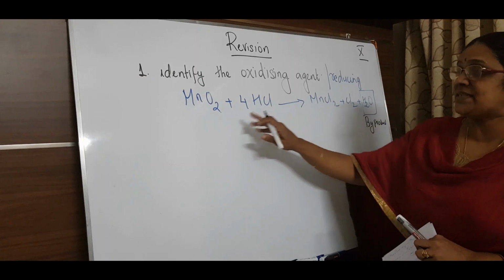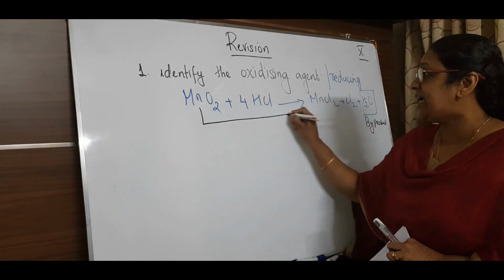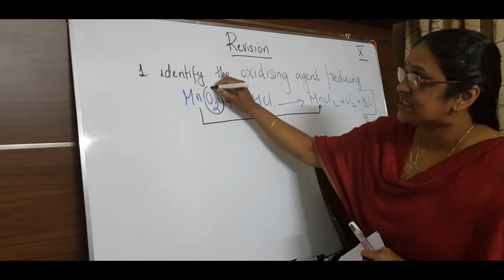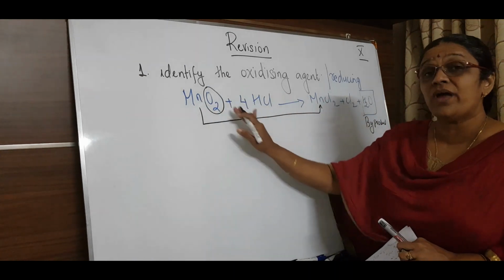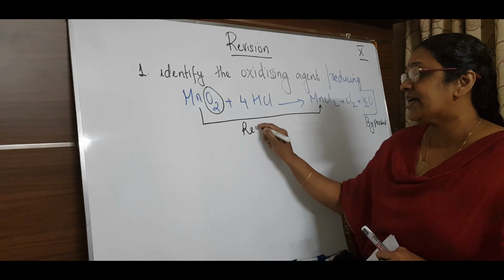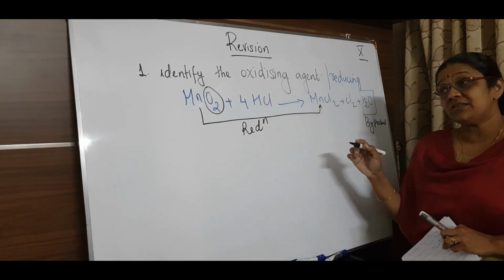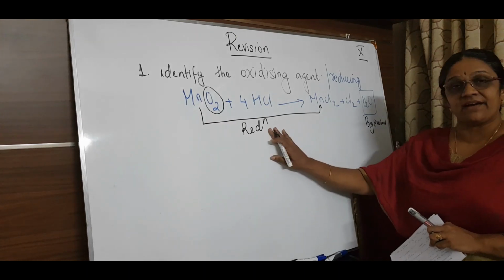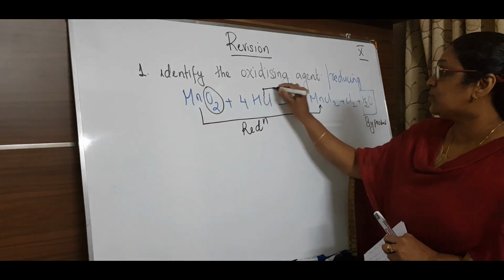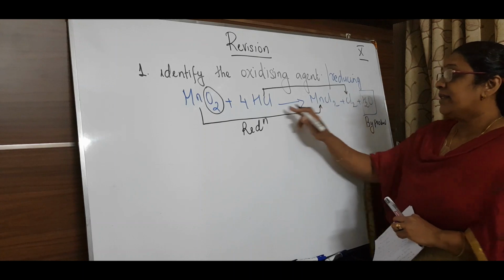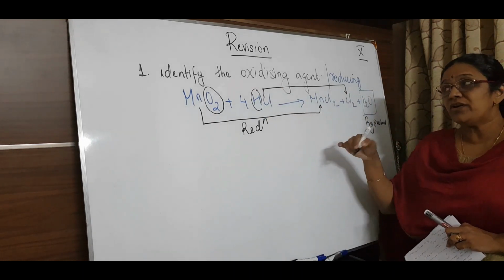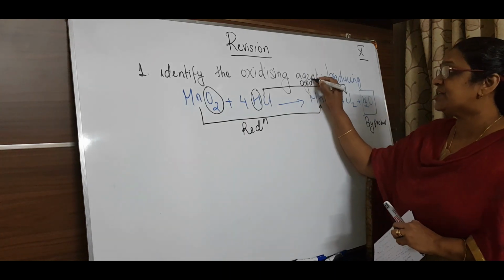Now see what happens. This MnO2 is changed to MnCl2. That means the oxygen is removed and replaced by chlorine. That is reduction. Addition of oxygen is oxidation. Removal of oxygen is reduction. Now what happens to hydrogen chloride going to chlorine? Here hydrogen is removed. So removal of hydrogen is called oxidation.